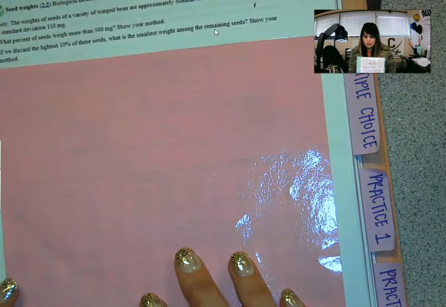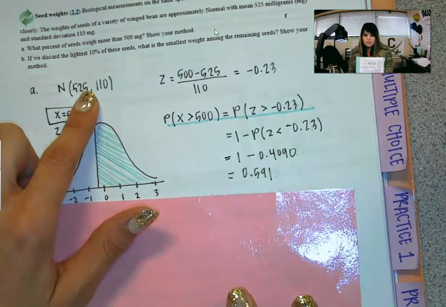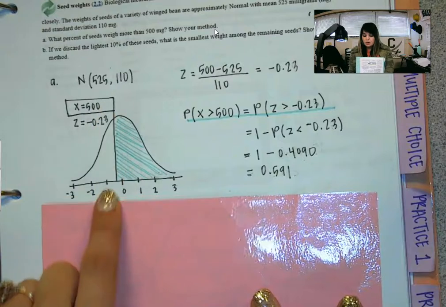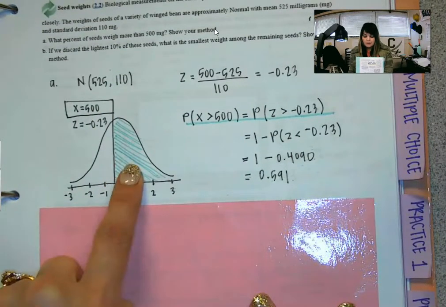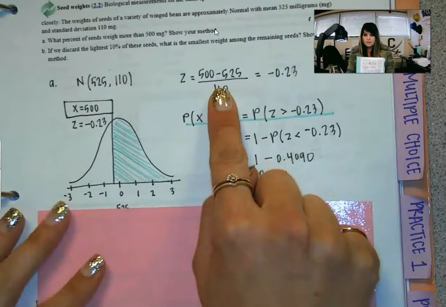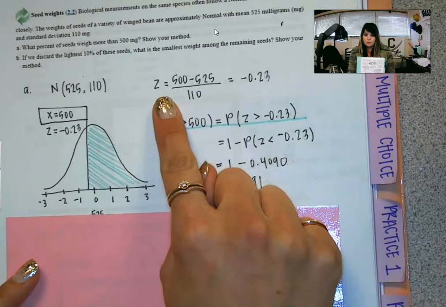Okay, I'm going to show solutions for part A. So normal curve is labeled. The X and Z value on my normal curve is labeled. The area that I'm finding is shaded in. I'm clearly showing my z-score calculation. You do need to say z equals.